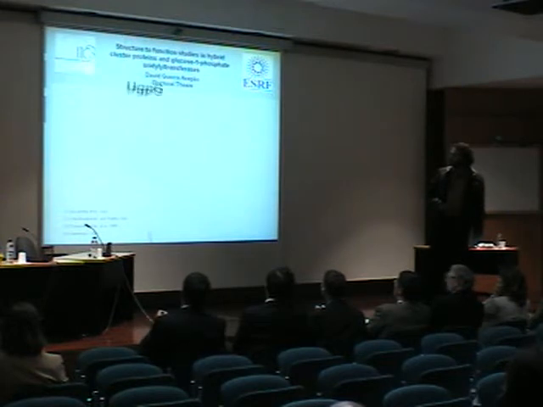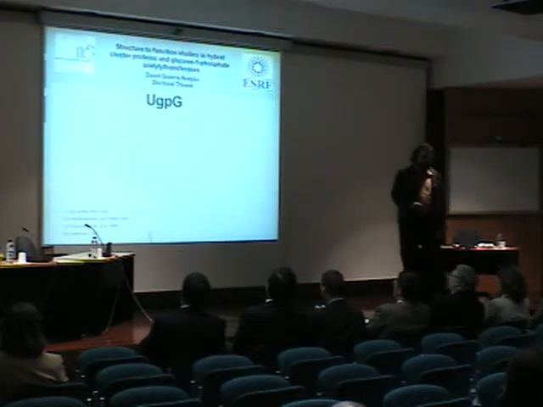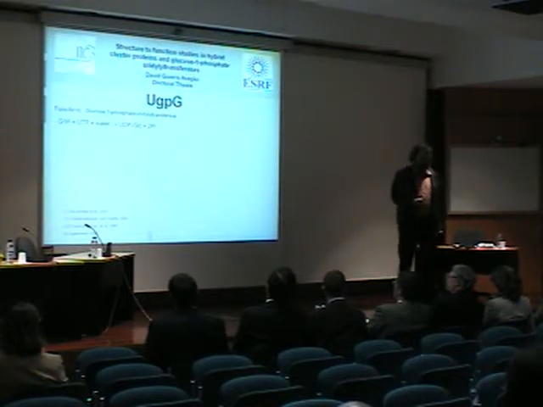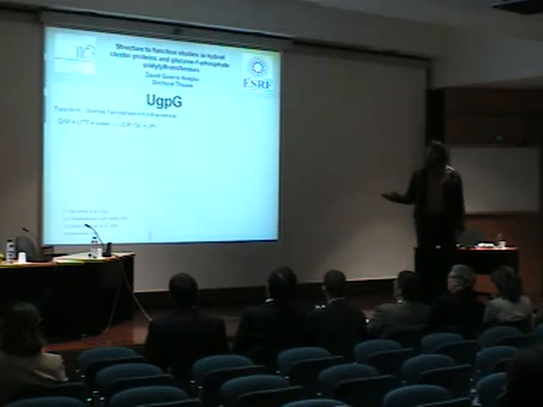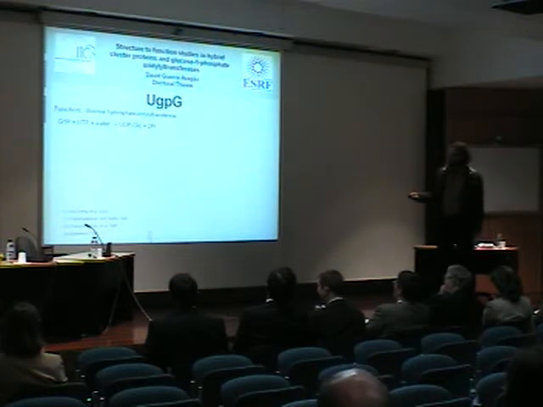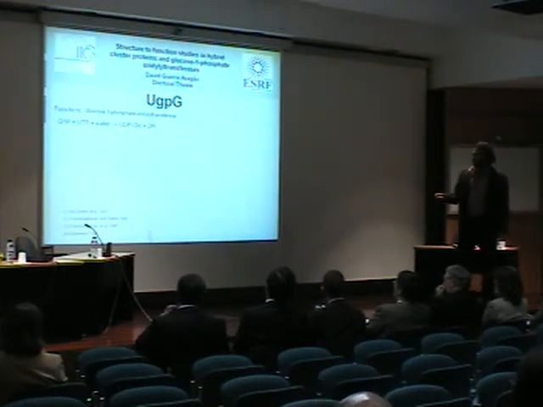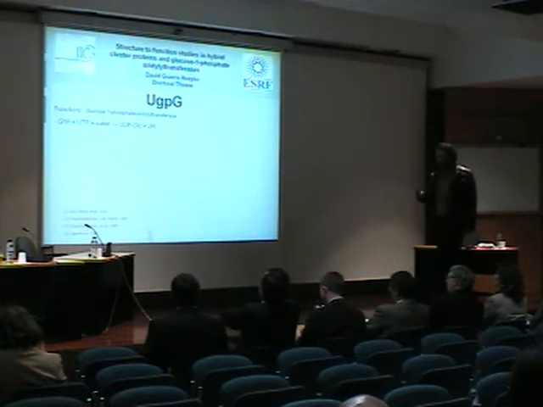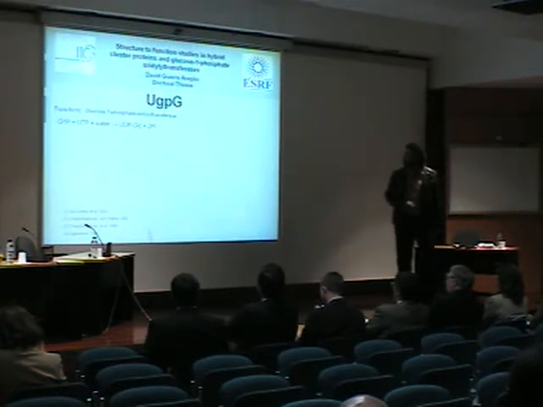And now I'll speak about UGPG. UGPG is glucose 1-phosphate uridylyltransferase. This protein, we know the function. It catalyzes the reaction of glucose 1-phosphate and uridine triphosphate to UDP-glucose. This is a reversible reaction, so it should be 2 arrows. So the protein can catalyze the reaction in both directions.